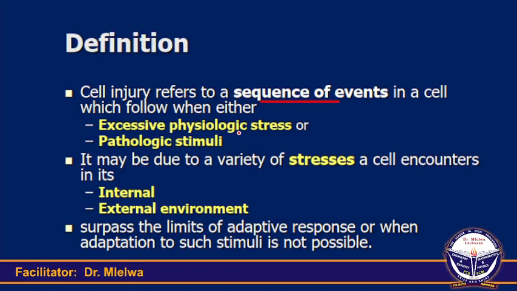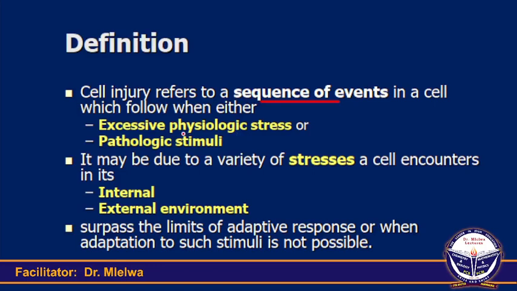And the second cause of cell injury can be the pathologic stimuli. Pathologic stimuli can be due to bacteria, due to the presence of virus. Actually, pathologic stimuli is because of the presence of certain microorganisms in the body which produce certain poison. Unaona bwana? There is a certain microorganism in the body.